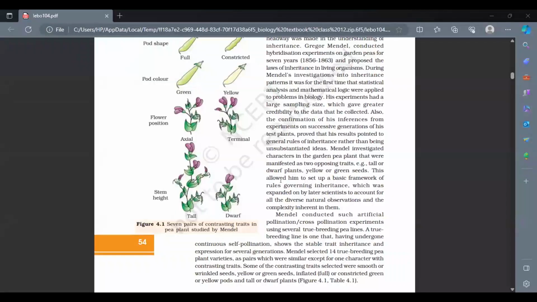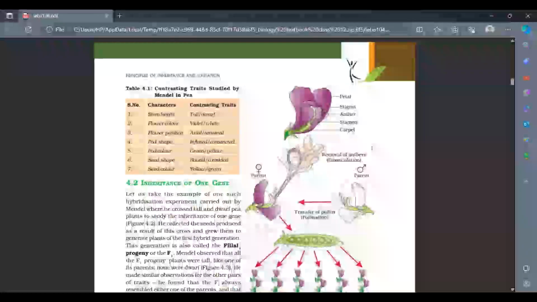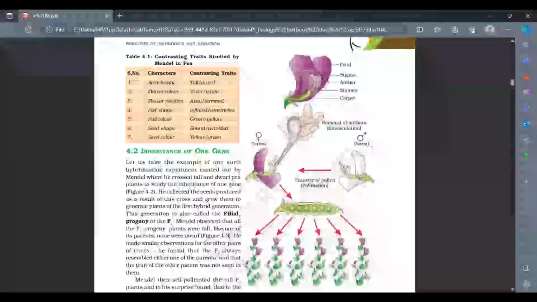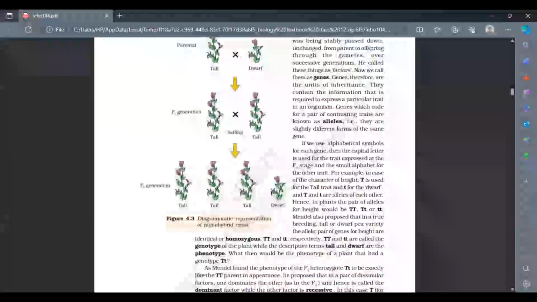Let me get back to my earlier share screen. Fine. Now, if you look at this diagrammatic representation of a monohybrid cross, whatever I have made you understand is all given in this whole paragraph. They talked about the alleles, they talked about the genes.